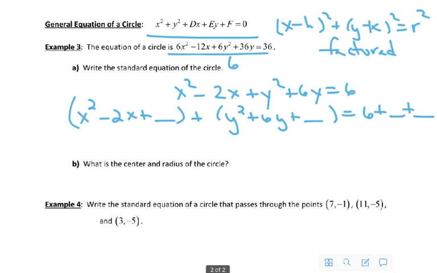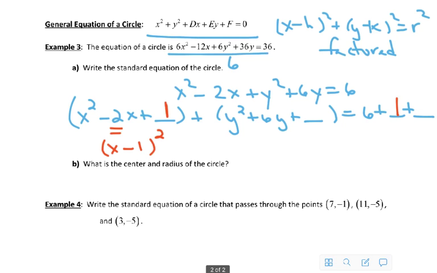So if I go back here, to find the number that completes the square, you have to ask yourself, what number plus itself is the middle term? Well, the only number plus itself that gives you 2 is 1. So 1 and 1 is 2. 1 times 1 is 1. In factored form, this will be x minus 1 squared. Because I added a 1 to the left, I'm going to add a 1 to the right.